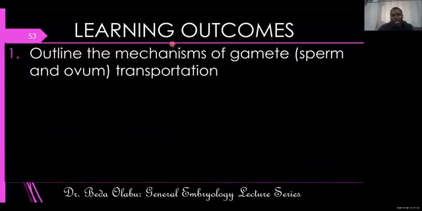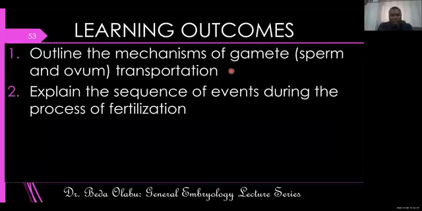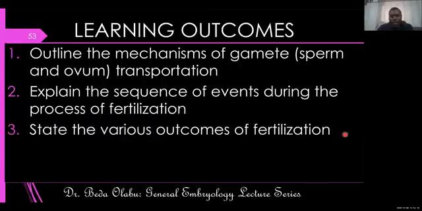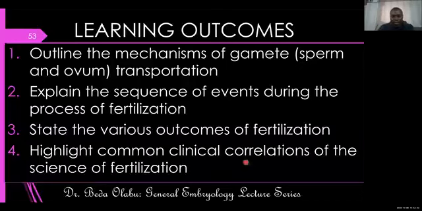Now, in this lecture, we are going to outline the mechanisms that promote the transport of the gametes, both in the male system as well as in the female system. We are also going to explain the sequence of events that occur during fertilization. We are then going to state the outcome of fertilization. And lastly, we are going to highlight some of the clinical aspects related to the science of fertilization.